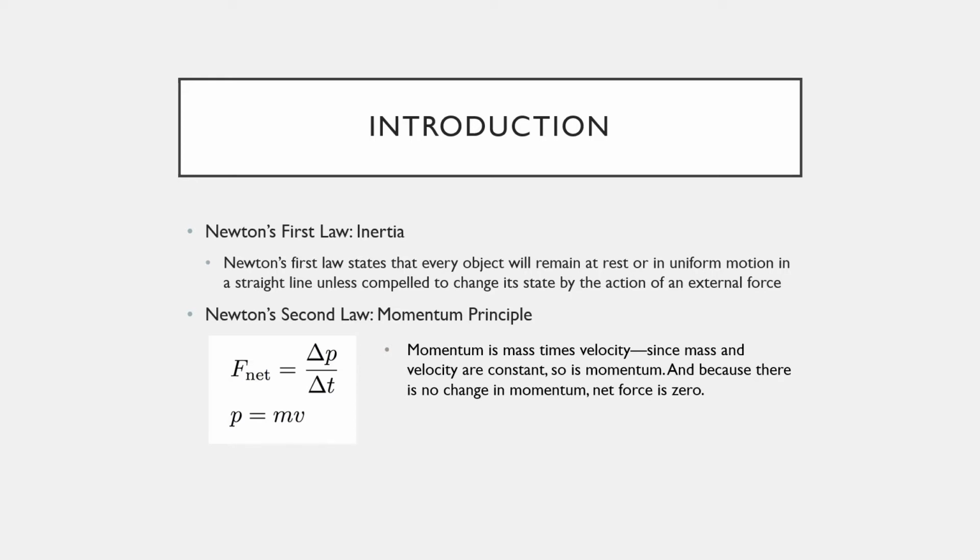Since the mass of the object we use in today's lab stays the same, it doesn't change, and we're studying constant velocity, that means that momentum will be unchanged. So because there is no change in momentum, net force is equal to zero. Essentially, when velocity is constant, net force will be equal to zero.